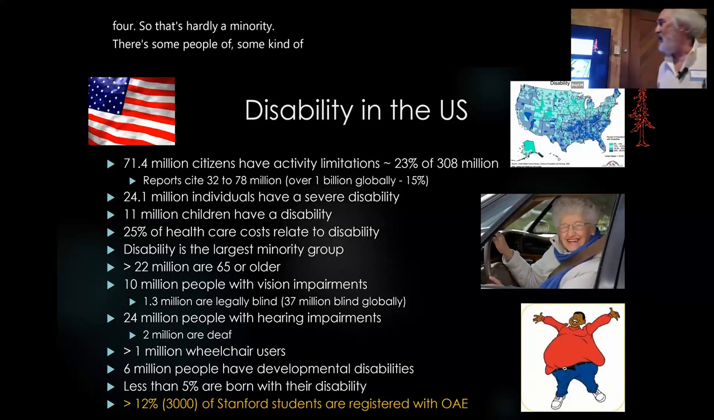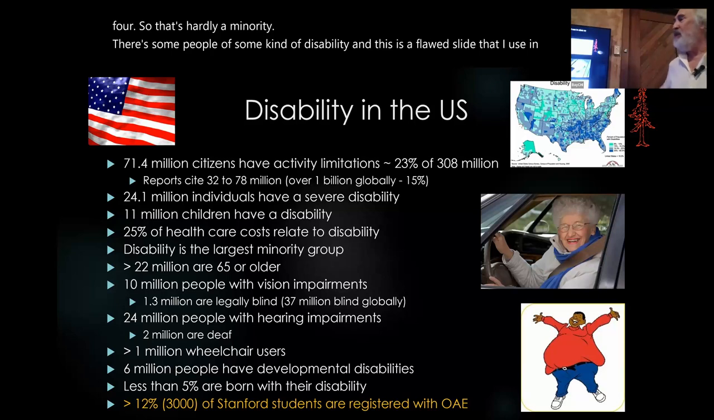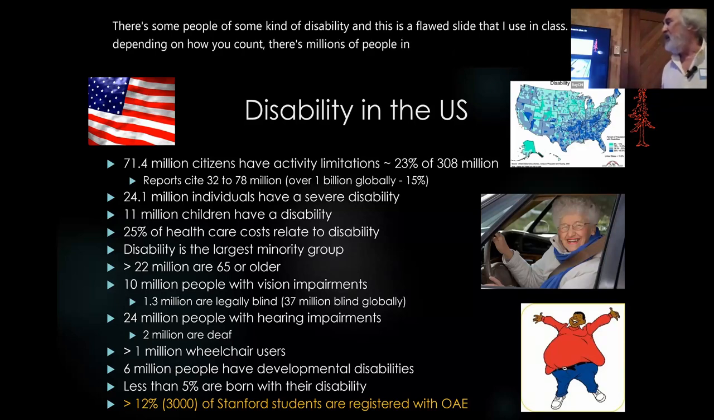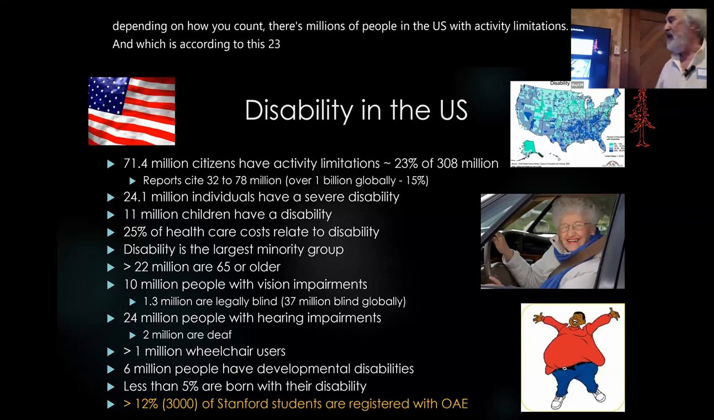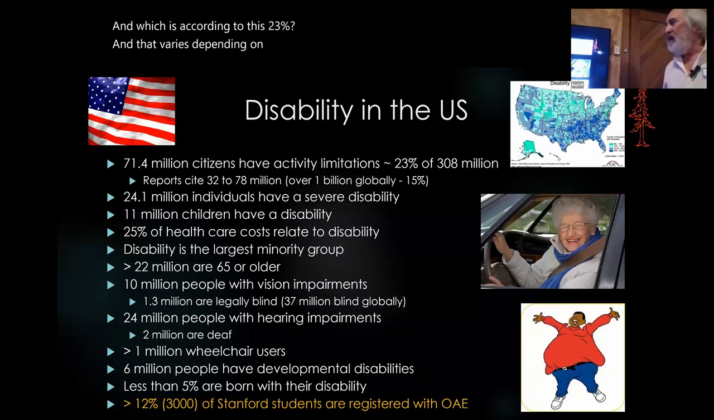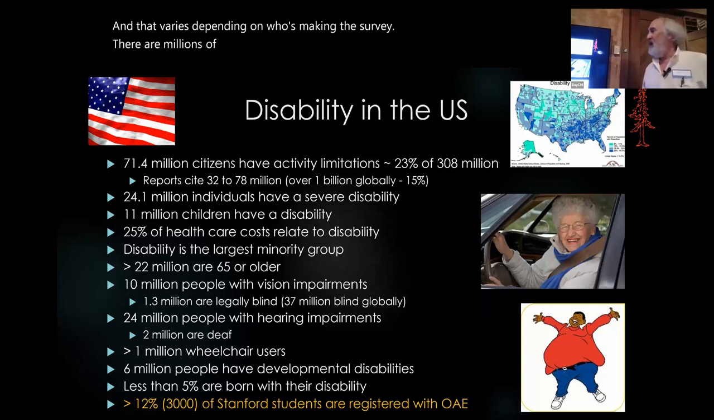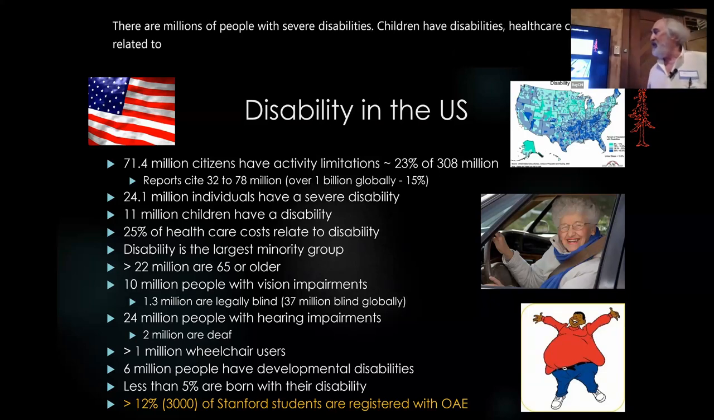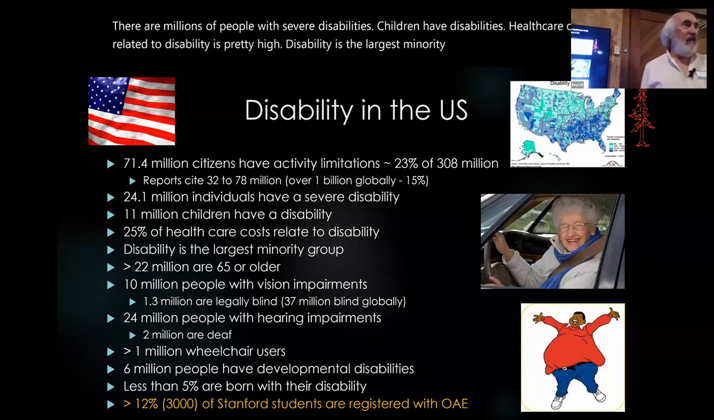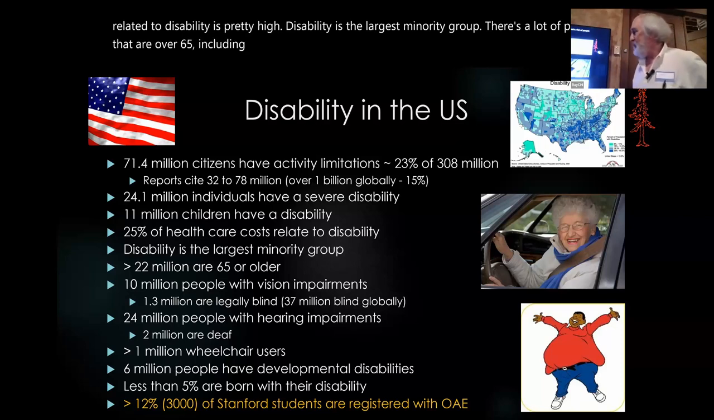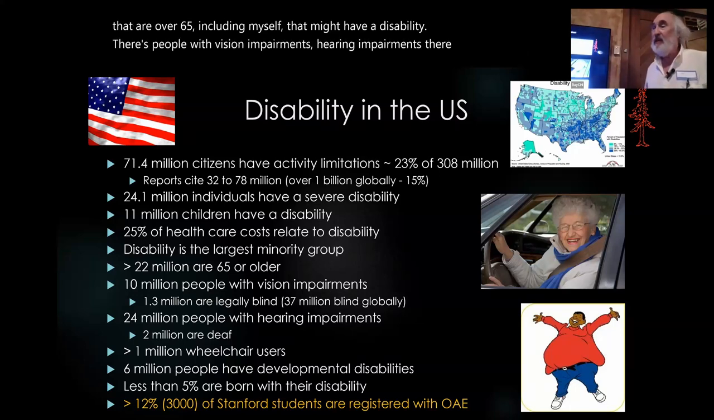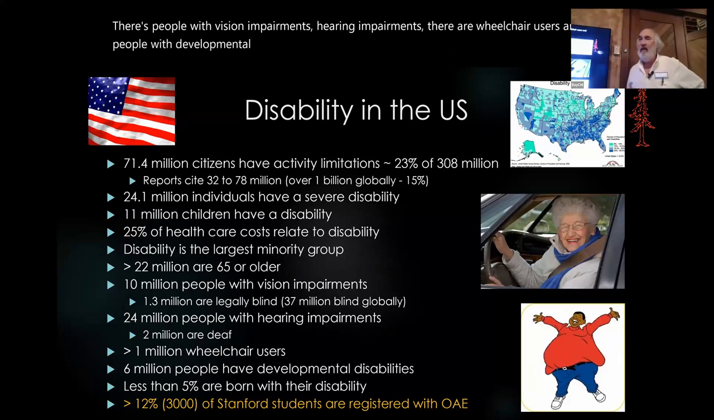And this is a slide that I use in class. So depending on how you count, there's millions of people in the U.S. with activity limitations, which is, according to this, 23%, and that varies depending on who's making the survey. There are millions of people with severe disabilities. Children have disabilities. Healthcare costs related to disability is pretty high. Disability is the largest minority group. There's a lot of people that are over 65, including myself, that might have a disability. There's people with vision impairments, hearing impairments, wheelchair users and people with developmental disabilities, but less than 5% of people are born with a disability. So it's acquired after birth.